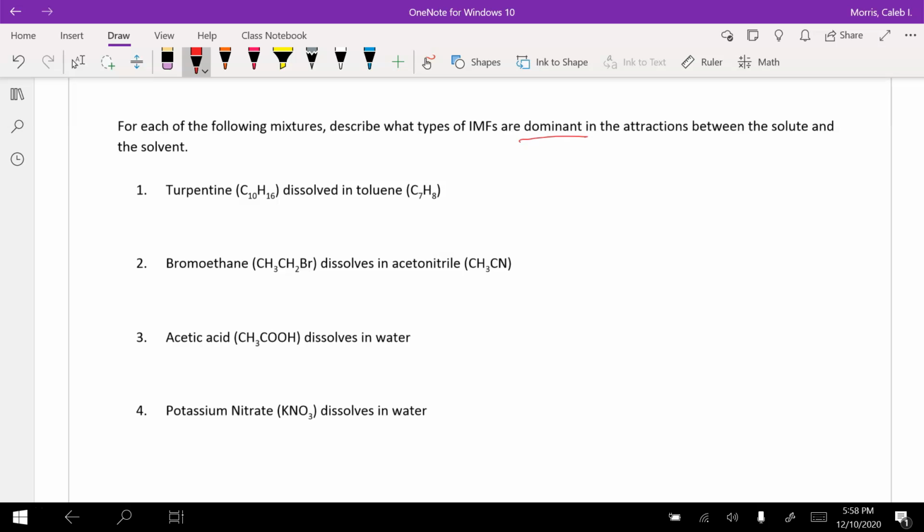So we have turpentine dissolved in toluene. Well, both of these look like they are nonpolar. So we have LDF between the solute and the solvent. So that's the other key thing to remember. We're talking about between the solute and the solvent. So the two different substances, what kind of attractions do they have? This would just be LDF because they're both nonpolar.